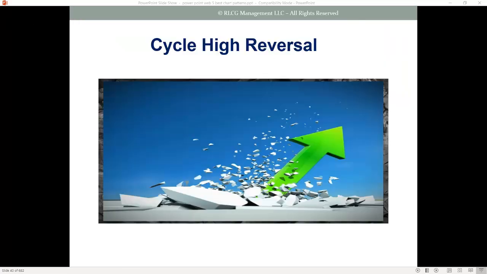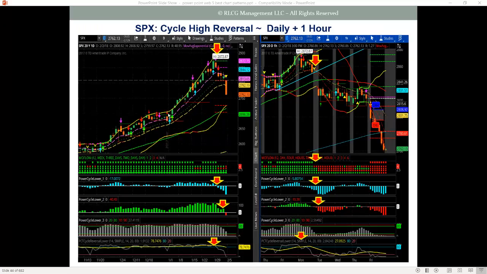The next pattern is a cycle high reversal pattern. So this is on the S&P 500, SPX. You can see it had just a really strong move to the upside, and then we start getting our reversals down here. This indicator gives us reversal signals based on overbought conditions. You see the purple arrows, and again we have momentum starting to shift down. So you can see here on a 1 hour time frame and the daily, momentum shifts down, and that's what we call a cycle high reversal. Starting to fail, momentum waning, and the price action starts to move down.